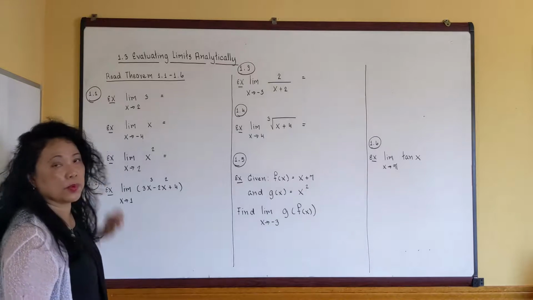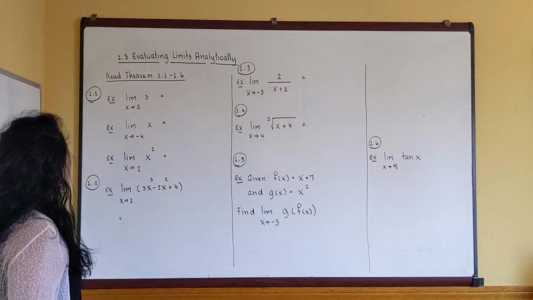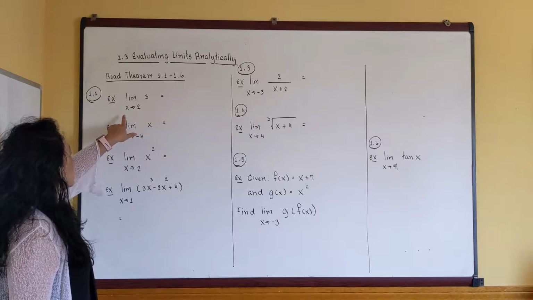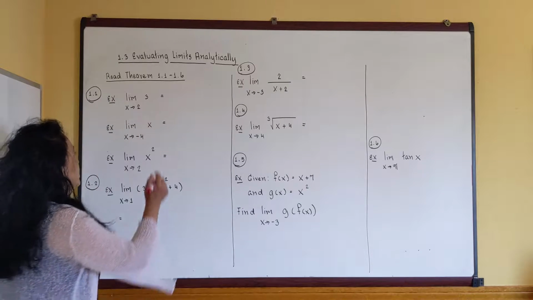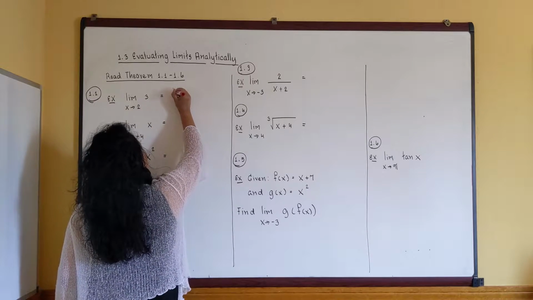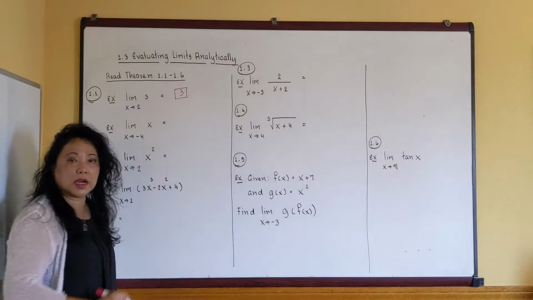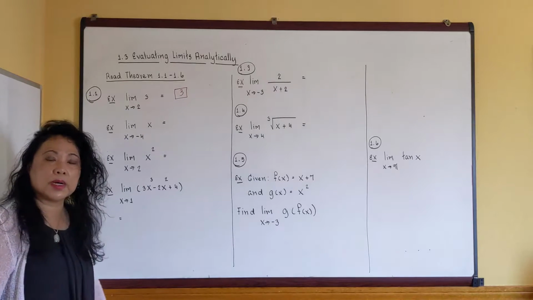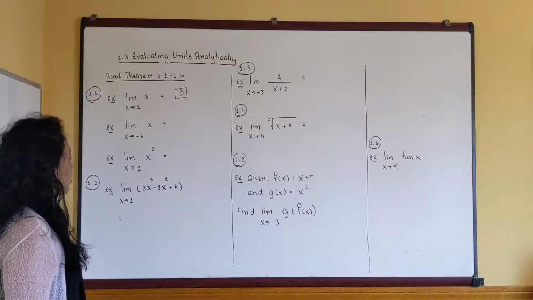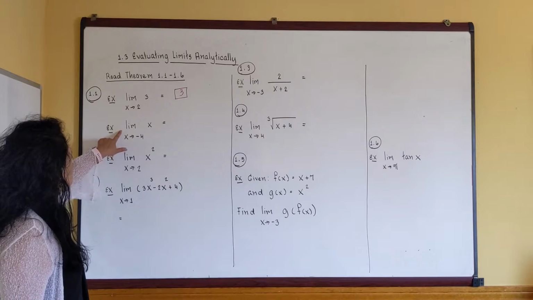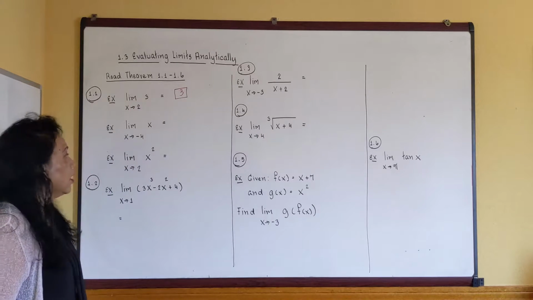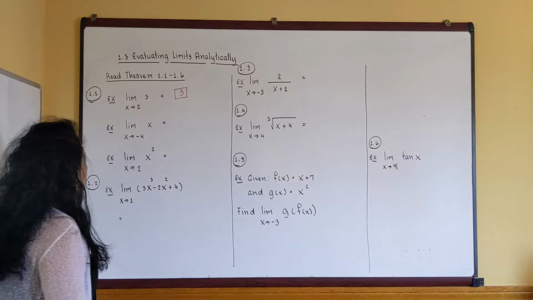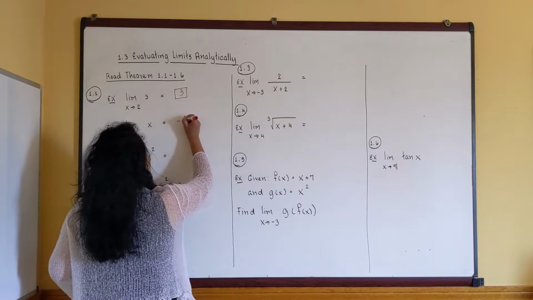The first one, theorem 1.1, says that if you have a limit of a constant, so the limit of 3 as x approaches 2, you're going to get the constant, which is 3. So the limit of a constant is the constant. The second example, also from theorem 1.1: if you have the limit as x approaches -4 of a variable, you can do direct substitution. In this case, it's going to be -4.